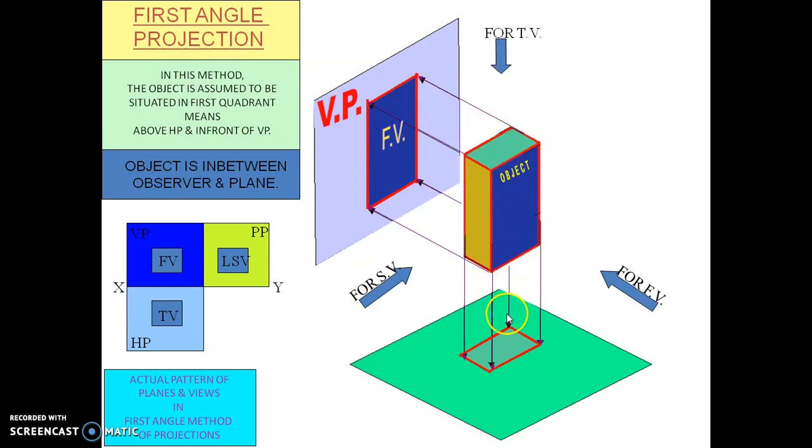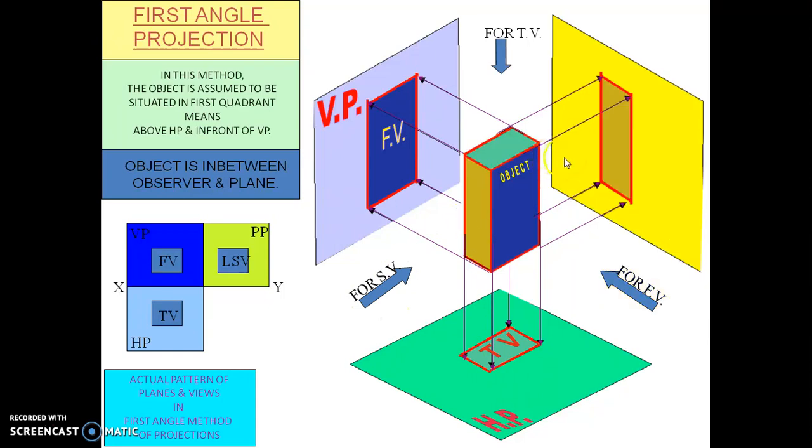We are projecting those edges onto HP. 1, 2, 3, 4 points we are getting. And we are connecting those points to get the top view. For side view, we are looking from here and we are getting the side view like this, on VP.